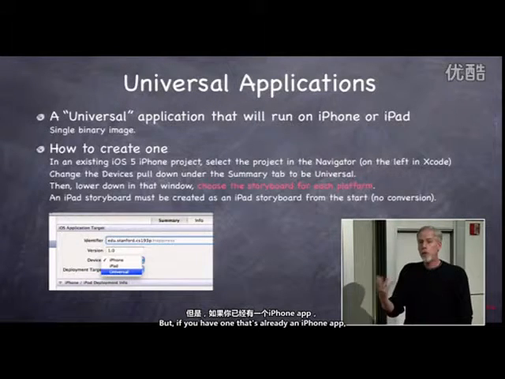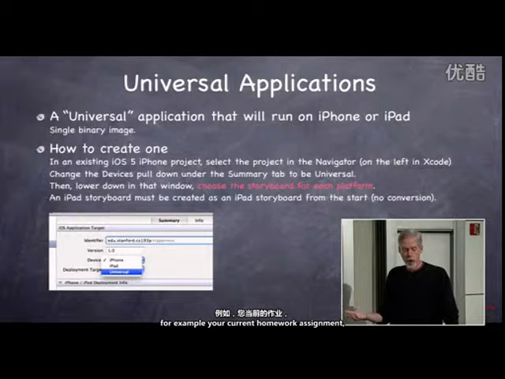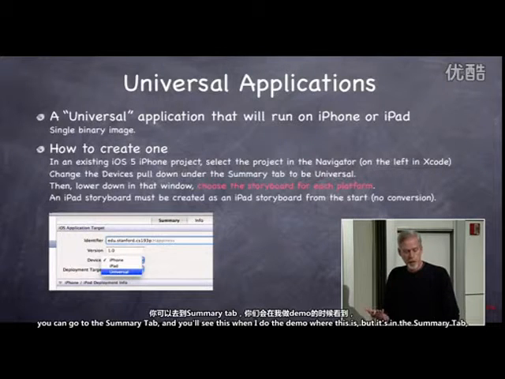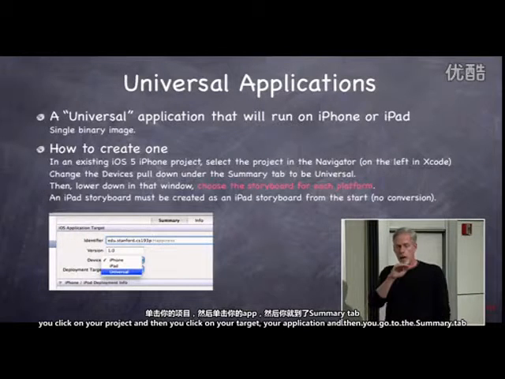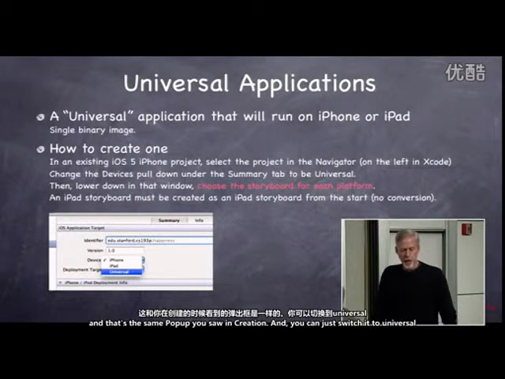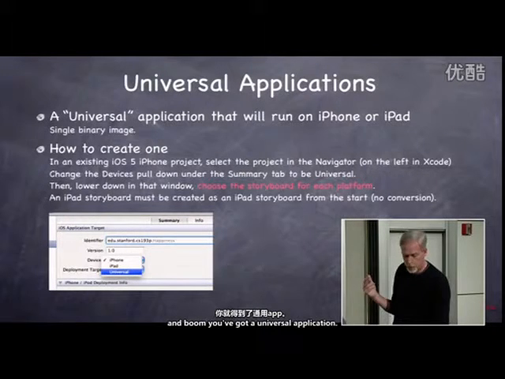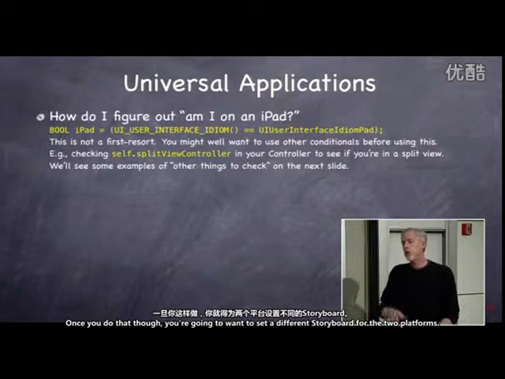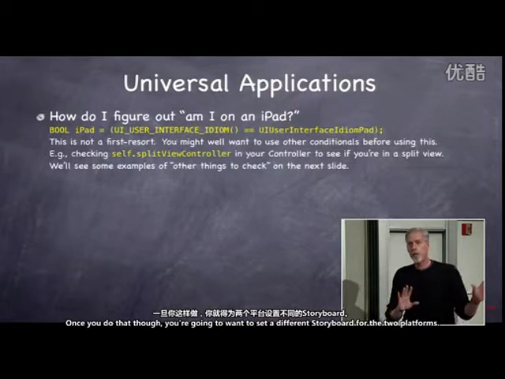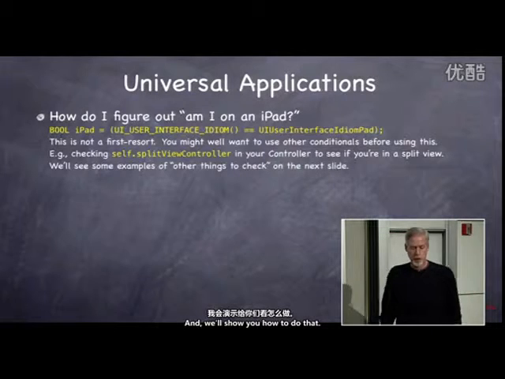But if you have one that's already an iPhone app, for example, your current homework assignment, you can go to the Summary tab. You'll see this when I do the demo, but it's in the Summary tab. You click on your project, then you click on your target, your application, and then you go to the Summary tab, and that's the same pop-up you saw in creation, and you can just switch it to Universal, and boom, you got a universal application. Once you do that, though, you're going to want to set a different storyboard for the two platforms, and we'll show you how to do that.